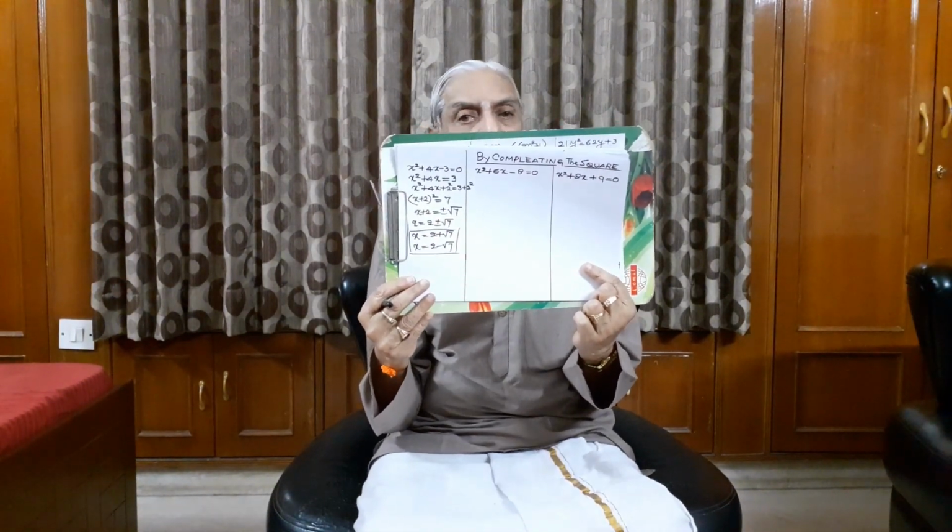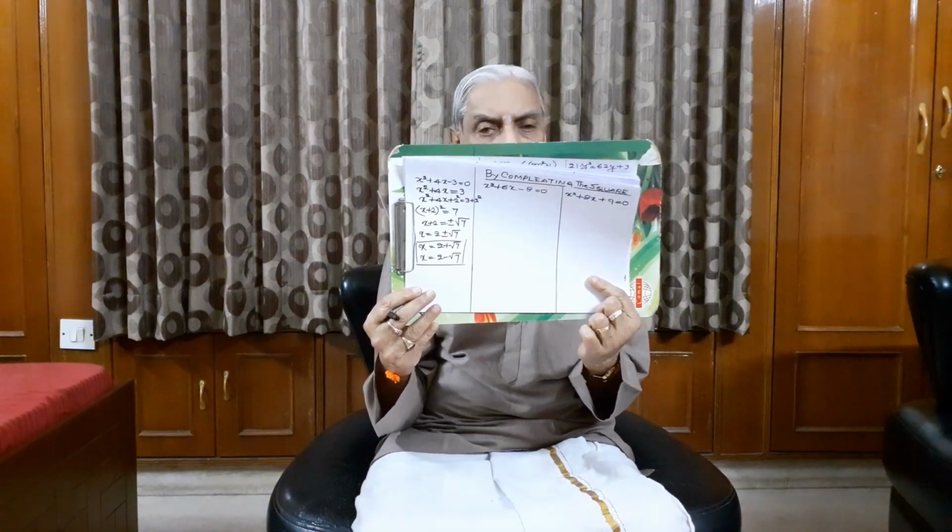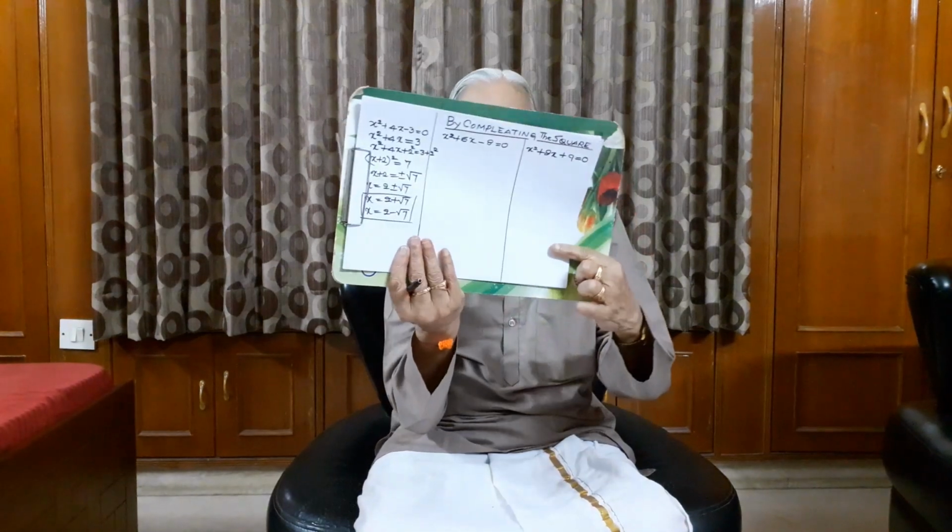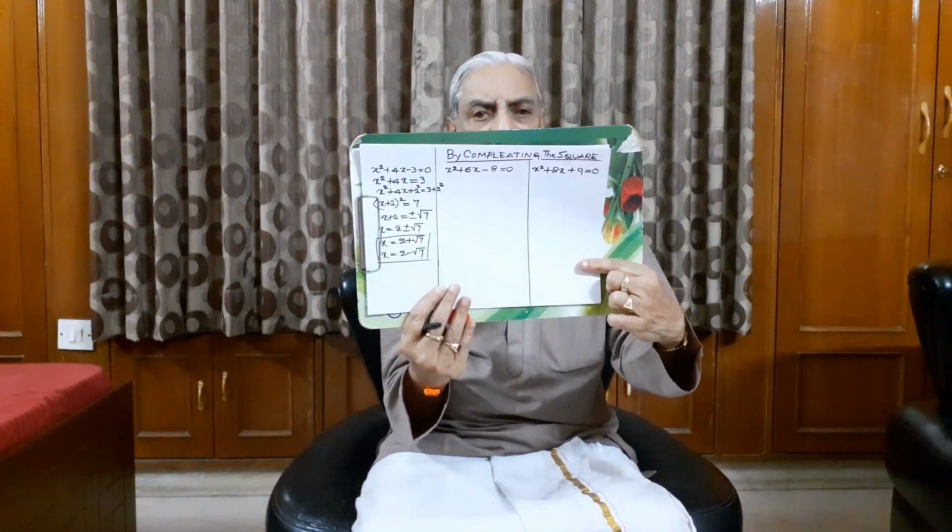Then I go to the second problem. I adopt the same method. What is the first one? Write down the problem correctly. X squared plus 6x minus 8 is equal to 0. Again, x squared plus 6x minus 8 equals 0.